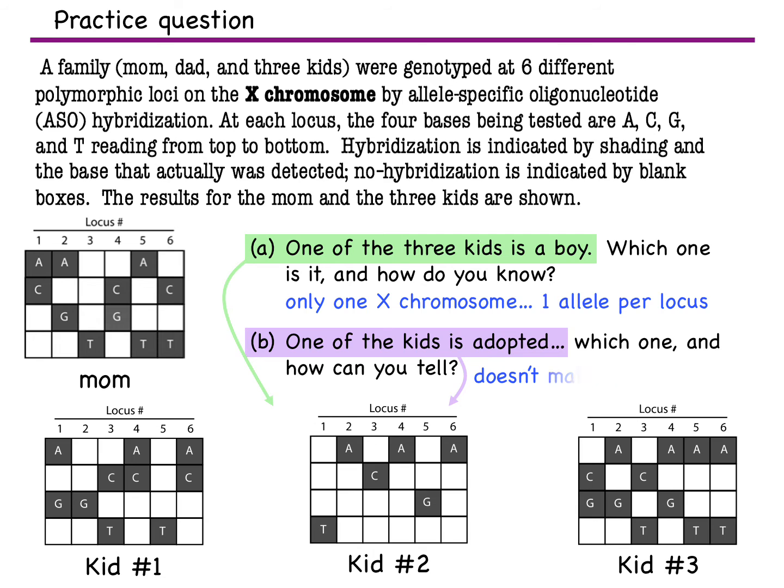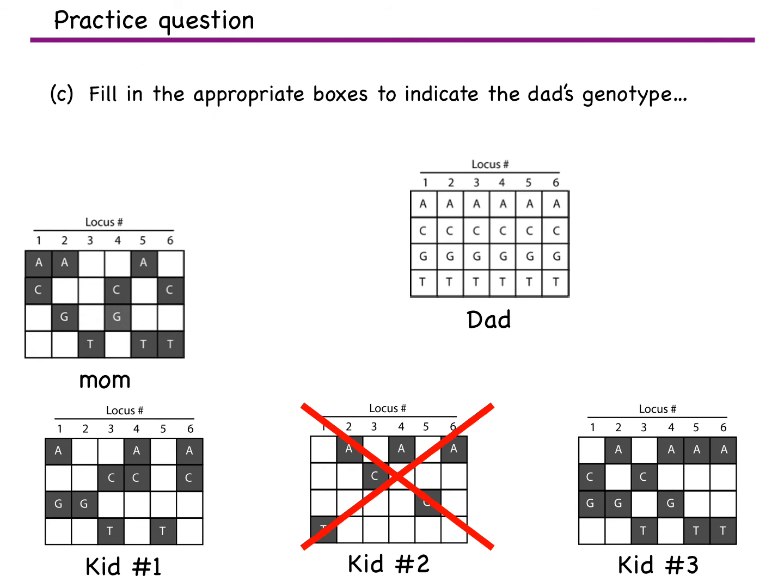All right, so now a third question we're going to ask: you can fill in the appropriate boxes to indicate the dad's genotype. Once again, you can just stop the video and do this on your own. I've crossed out kid number 2 to make clear that you don't want to use kid number 2 to figure out what dad's genotype is. All right, so you can stop the video if you want to do this on your own, and then restart the video when you're ready to see the answer.